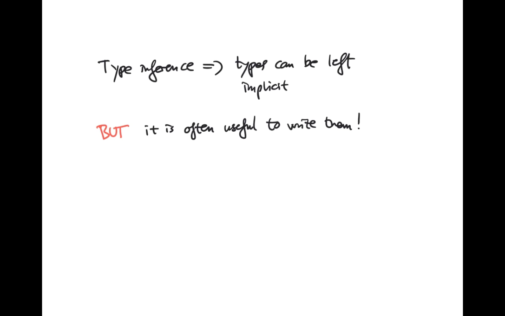And sometimes when we're more experienced, we don't always write down the types in our program. So type inference also means that programming can be a bit different, or very different, from what you see in an untyped or weakly typed setting.